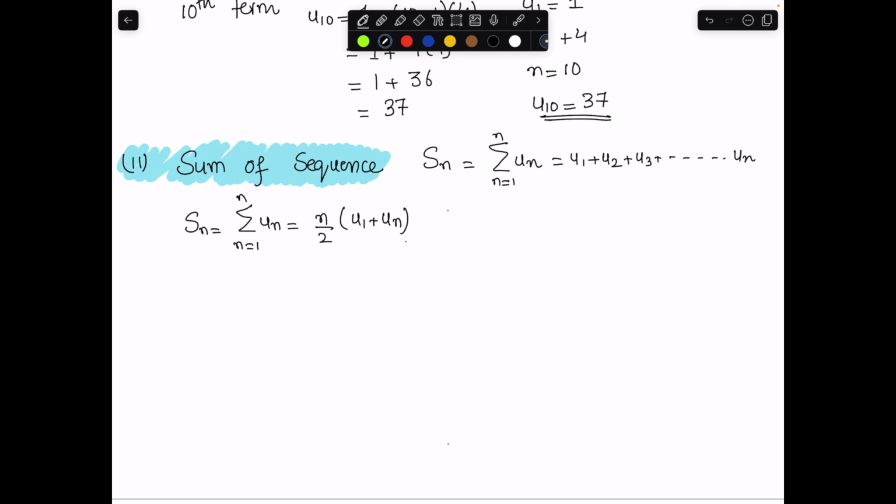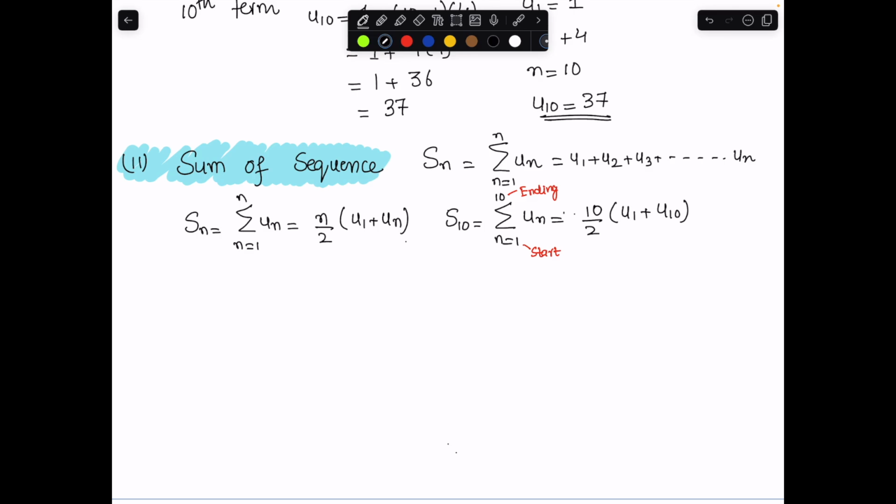For instance, if I want to find the sum of the first 10 terms, which is S10, this is equal to the summation from n equals 1 till 10. Remember, this is my starting point in the summation, and this is my ending point, from the first term to the 10th term. S10 will simply equal 10 over 2, u1 plus u10. So all I need is the first term and the 10th term.